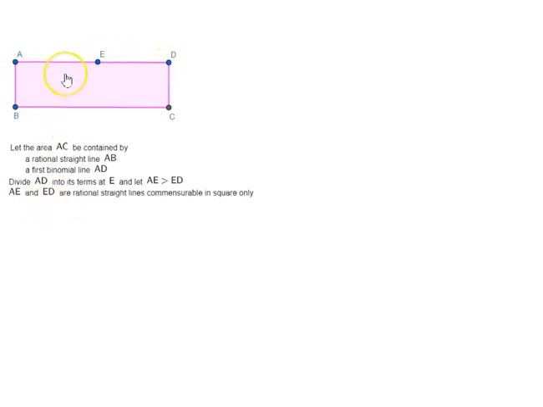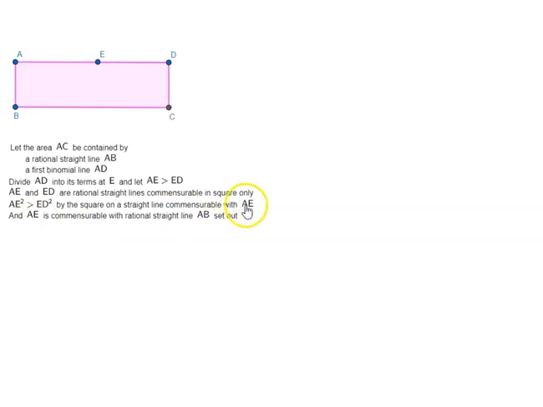So AE and ED are rational straight lines commensurable in square only. This comes from the definition of a first binomial. Since AE is greater than ED, the square on AE is going to be greater than the square on ED by the square on a straight line commensurable with AE. Again, from the definition of the first binomial.